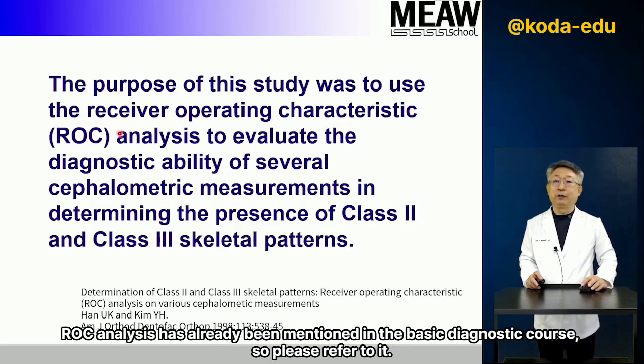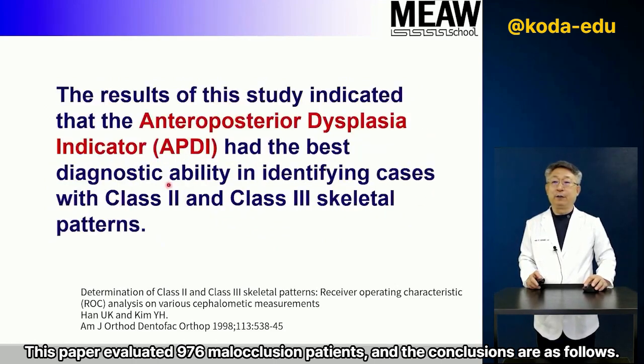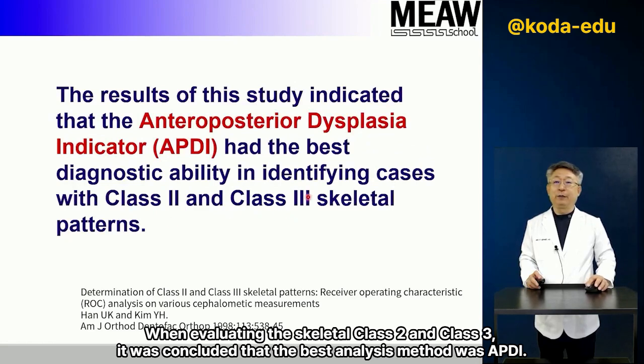ROC analysis has already been mentioned in the basic diagnostic course, so please refer to it. This paper evaluated 976 malocclusion patients, and the conclusions are as follows. When evaluating the skeletal class 2 and class 3, it was concluded that the best analysis method was APDI.